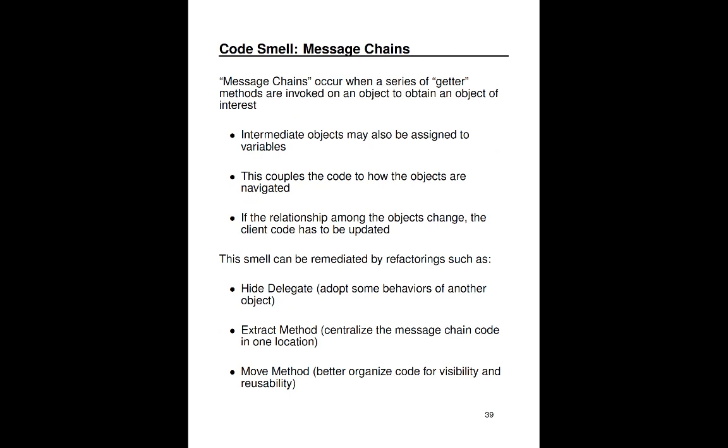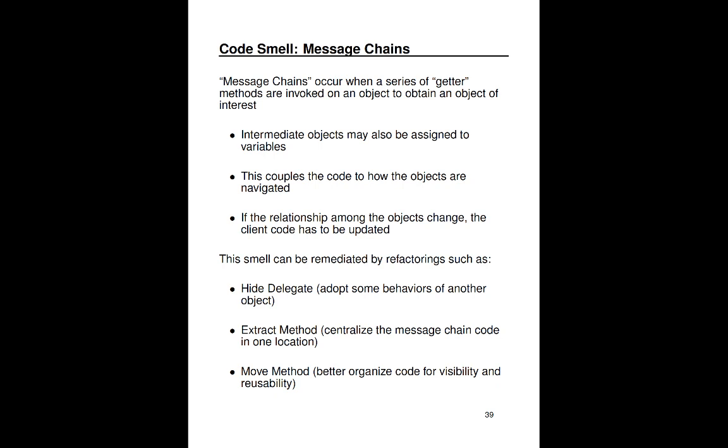The second code smell that we'll explore that sometimes happens in object-oriented programming is something called message chains. Now, a message chain happens when you have a bunch of getter methods that are invoked along a series of objects to finally get to an object that's of interest to the code. Sometimes you see this as literally this object.get, this other object.getField.getField.getField. But more often you see it as a series of intermediate objects that get assigned to variables.